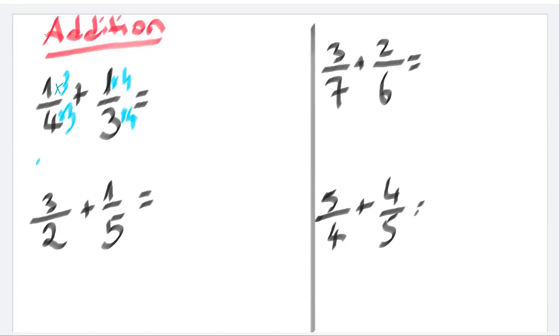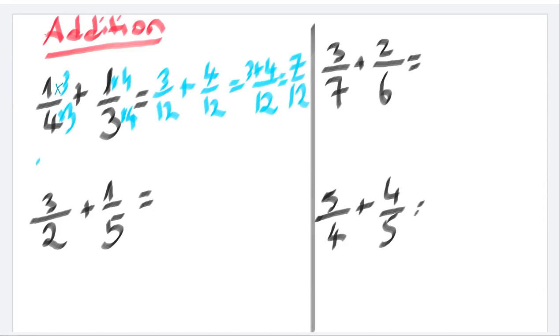And what we are going to have is, first one is 3/12 plus second one is 4/12. Since bottoms are the same, we can add the top parts, 3 plus 4 over 12. The result is 7/12. Now we are going to use the same idea for others.